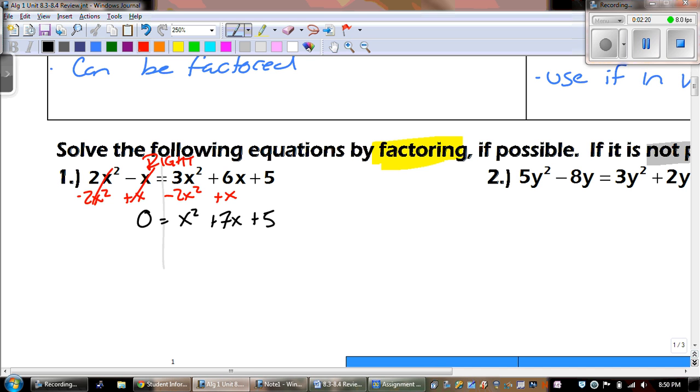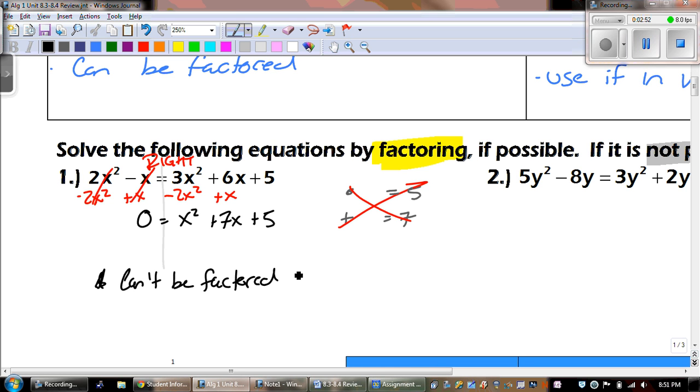Okay, so what would we do? We would factor it. So a times c, which is 5, so we need numbers that multiply to get 5 and add to get 7. What are they? Come on, you don't know what they are? That's because there aren't any. So for this one, our answer is this can't be factored.